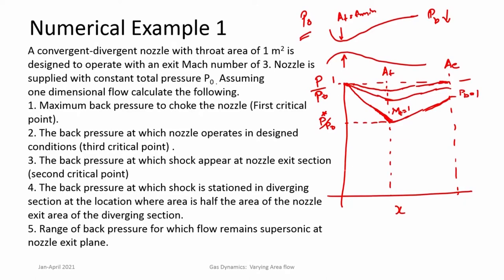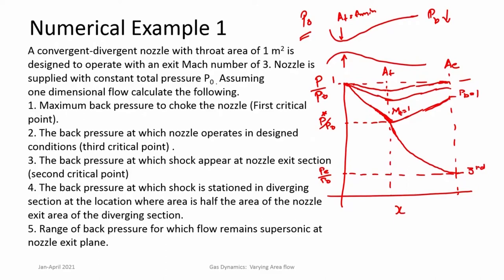The designed pressure ratio, according to the area ratio, you will have a designed pressure ratio P E by P naught. So if that particular pressure ratio is given or it is reduced to such a pressure ratio, then the nozzle will work in the designed condition, and there will be no shocks within the nozzle. You will have a complete isentropic flow, and this particular pressure ratio can be calculated by isentropic relations, and that is known as the third critical point.